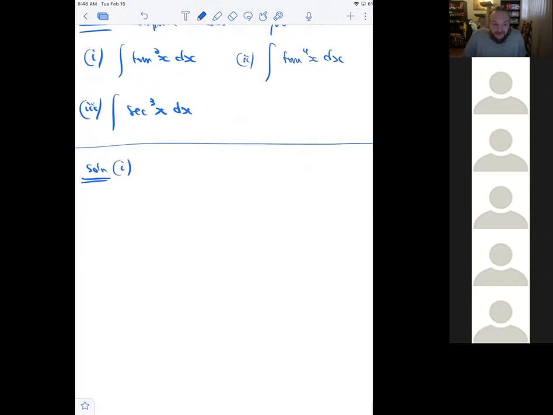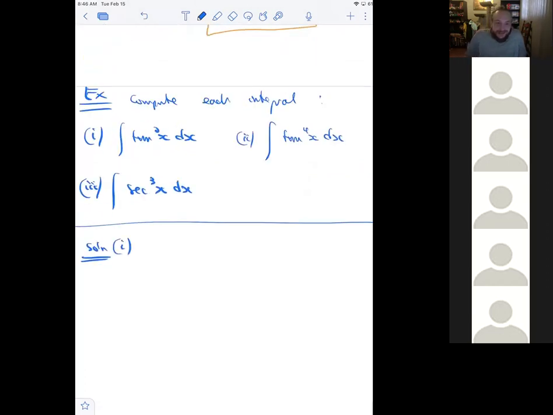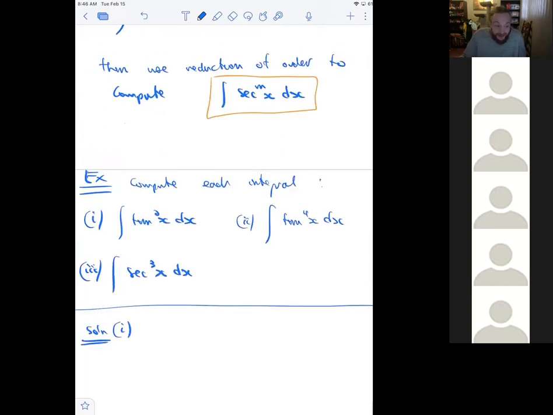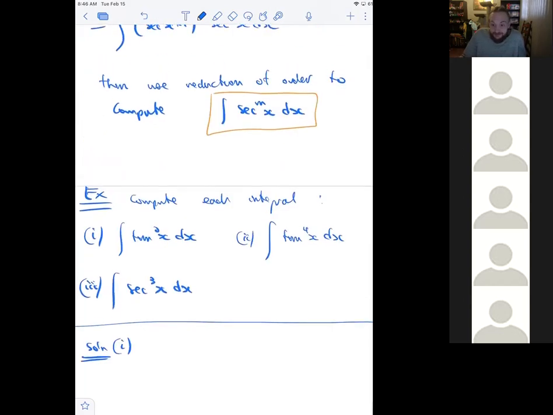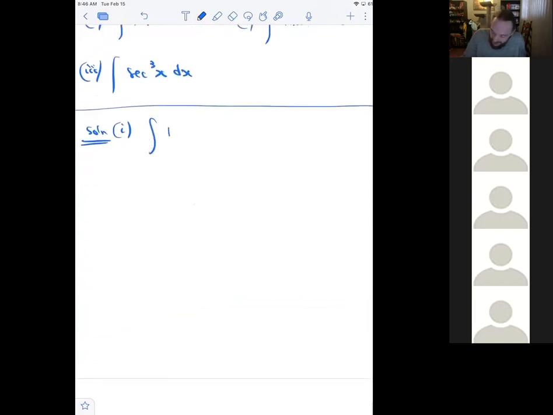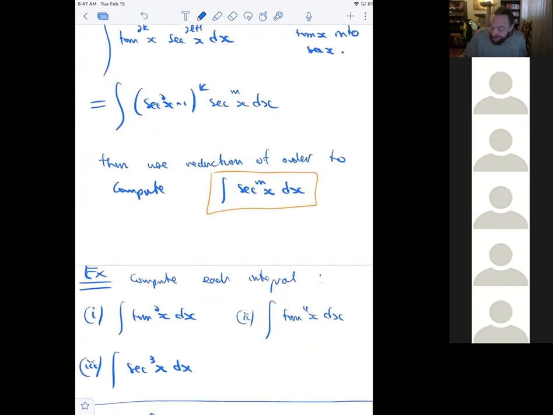So for the first one, this is my strategy. Technically, the secants aren't there. So when secant is odd or doesn't appear in there, that's a bad case. So I have the integral of tan squared x dx. What should I do? My strategy is to turn everything into secants.